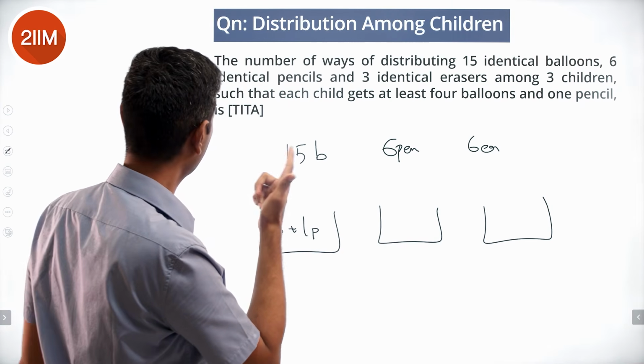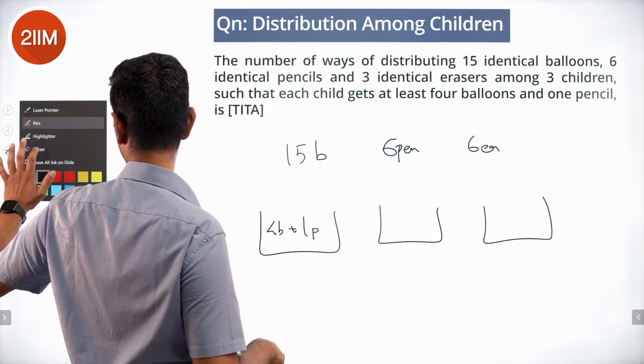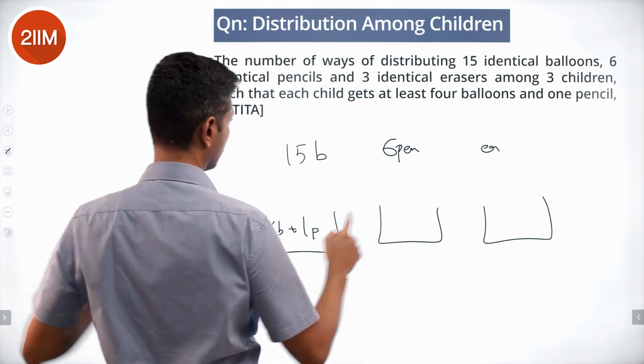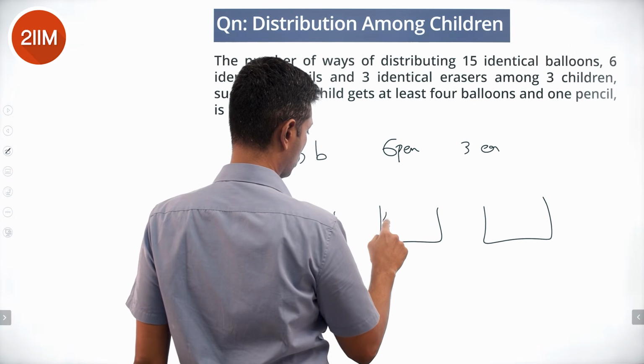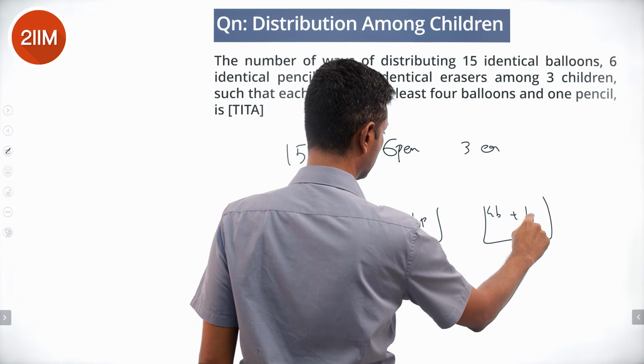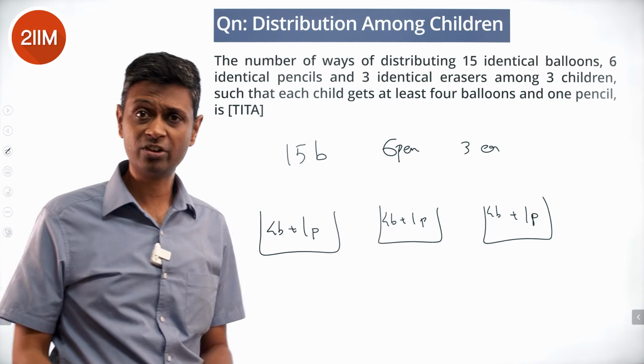So 6 identical pencils and 3 identical erasers. Sorry about this, I'm going to erase this. So 4 balloons plus 1 pencil. Each of them definitely gets this.